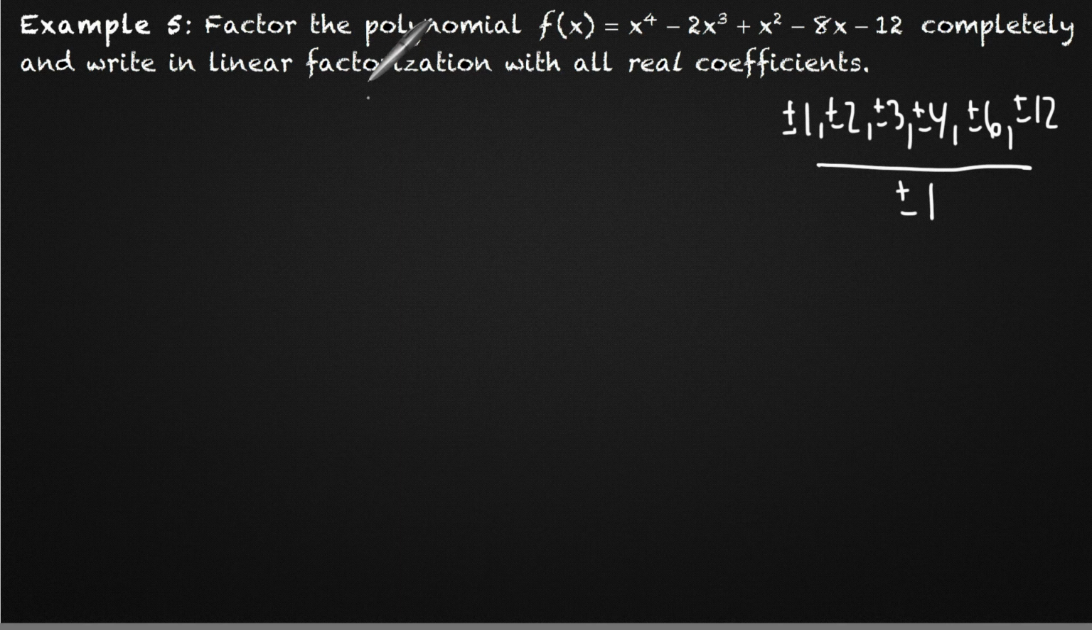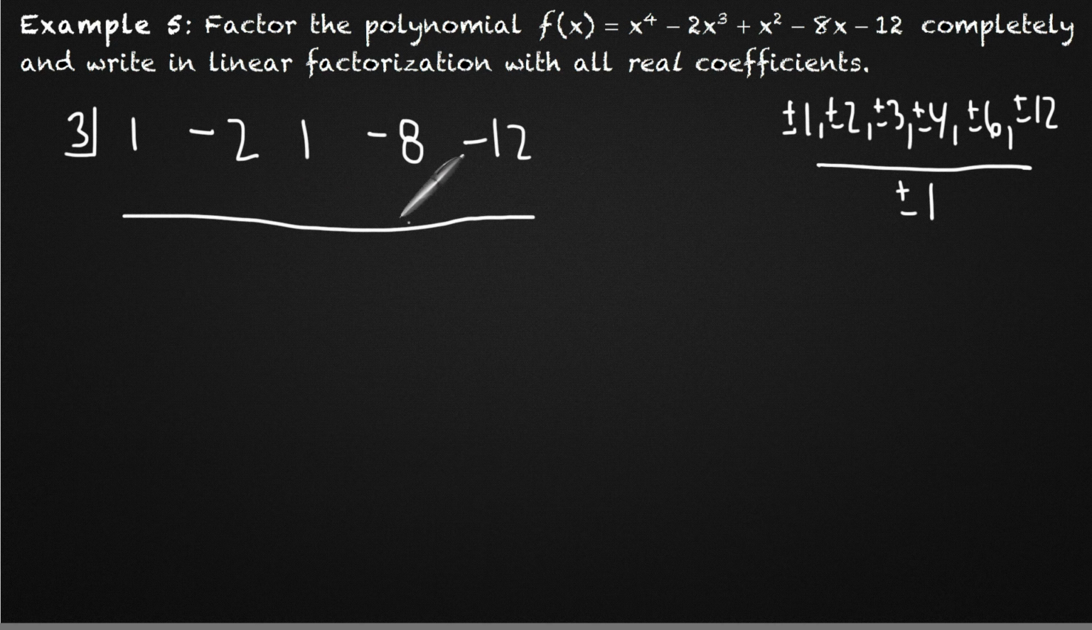Now for the sake of time, I already know in advance that 3 and negative 1 work through trial and error for synthetic division. So I'm just going to go ahead and use those. If you did not know that, which you obviously would not, you would have to do synthetic division several times before you get 0 as a remainder. But I've already done that, and I want to shorten this video, so I found that 3 works.